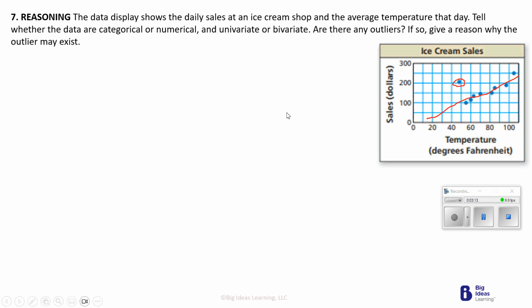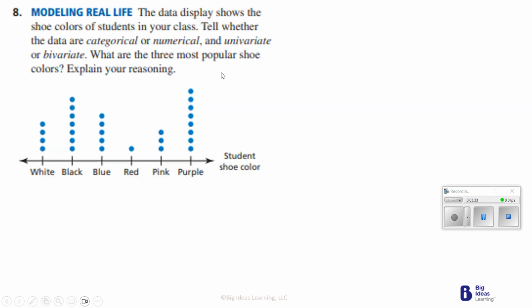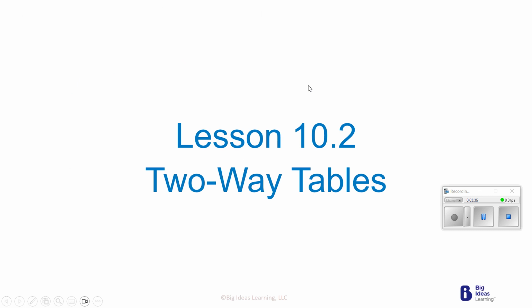So the temperature and sales are numerical entries that measure 2 characteristics of a population. So the data is numerical and bivariate. Yes, there is an outlier. It says the outlier may have been caused by a special event occurring when the temperature was low, making the sales higher than normal.